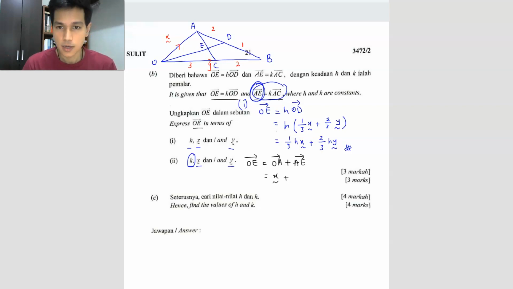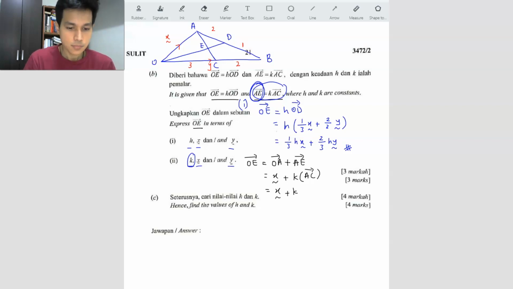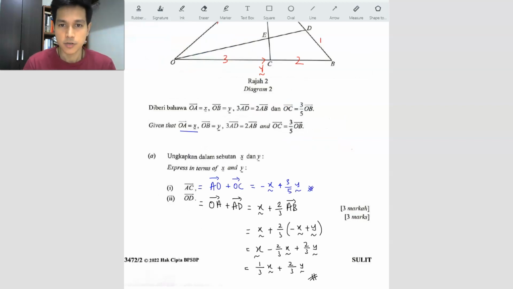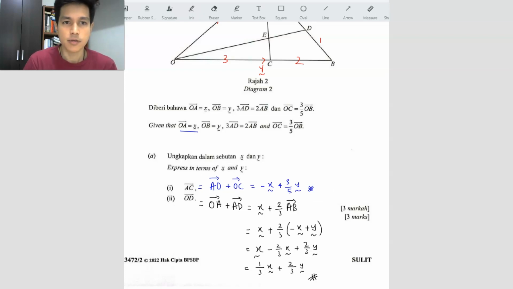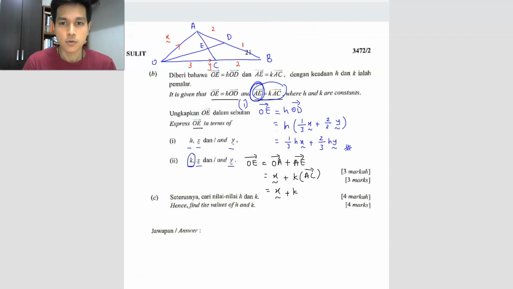So kAC. Okay, so x plus k. So what is AC? Where is AC? AC again, we found in the previous question, right? So AC there, the first part here, AC, is negative x plus 3 over 5y. So we just copy back into the equation. So you get x plus k, oh sorry, supposed to be here, negative x plus 3 over 5y.